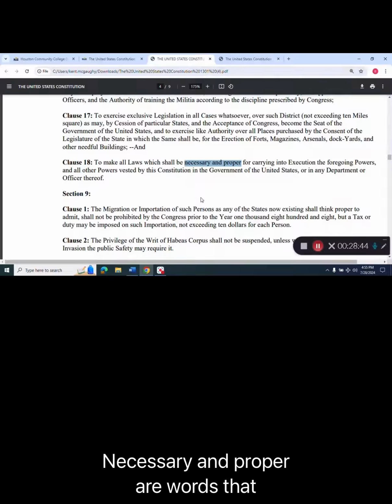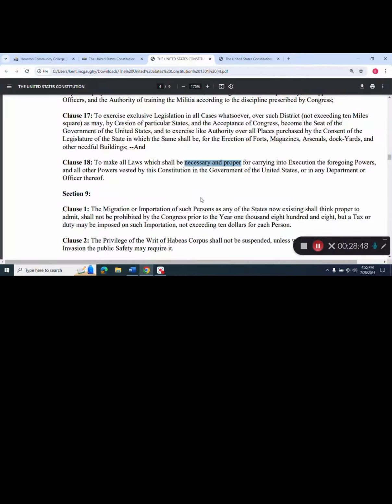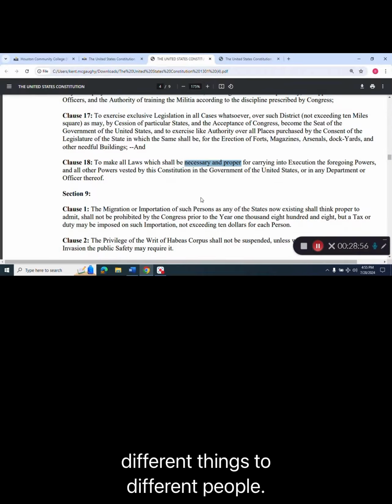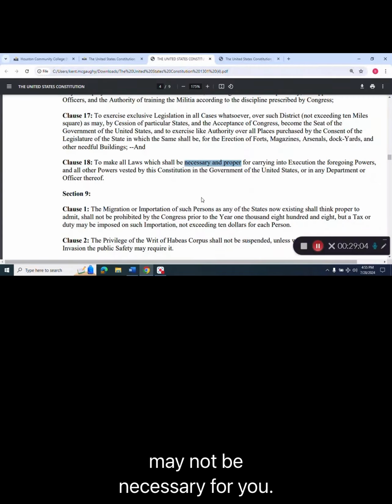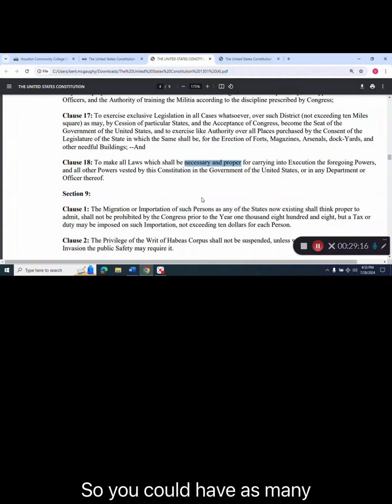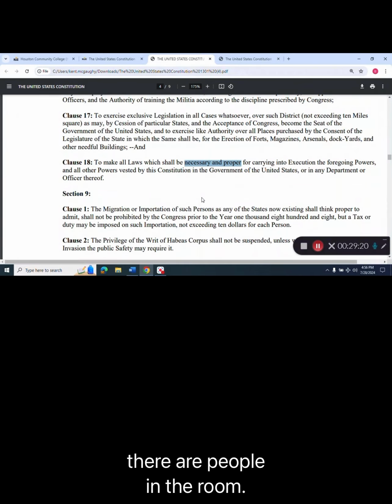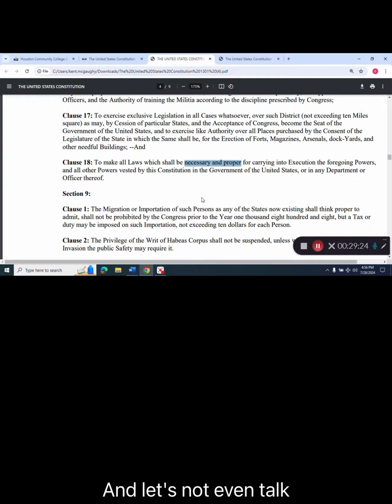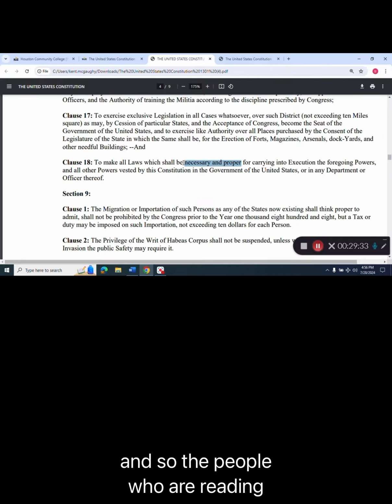Necessary and proper are words that do not have established definitions. So in other words, words like necessary, words like proper mean different things to different people. Okay? So what may be necessary for me may not be necessary for you. What may be necessary for you may not be necessary for somebody else. So you could have as many different meanings of necessary as there are people in the room. And let's not even talk about what's proper. And so the people who are reading this and debating it for the very first time, they had a real problem with this kind of vague language.